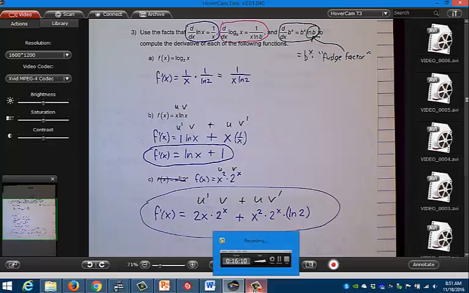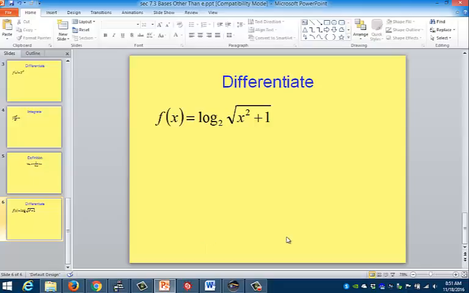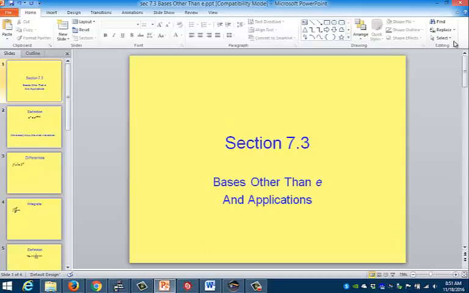Okay? So I want to go now and give you a little run through on the why. And we'll do some more examples, okay? But why does it work? Bases other than e and applications. Basically, the formula in pink and the formula in green that I circled, we want to come up with where those are coming from. Okay?